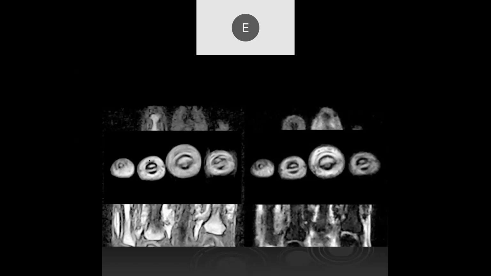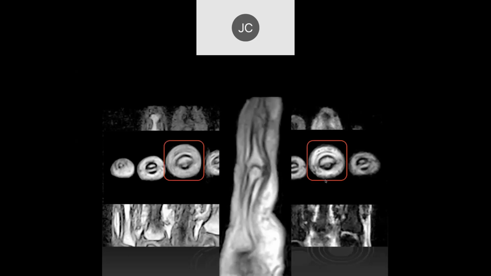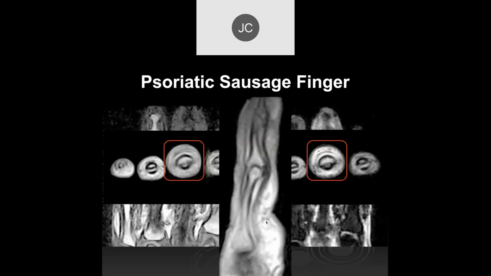Right. And here on the axial images, you can see kind of normal thickness of the soft tissues on the other digits, and we can see a marked swelling of the soft tissues on the third digit, typical of a sausage digit, and so psoriatic arthritis. Here we can see a marked thickening of the surrounding soft tissues and dactylitis. Good.